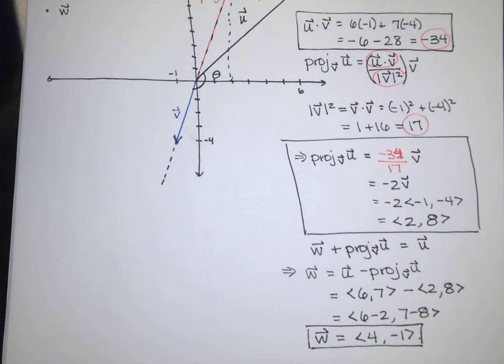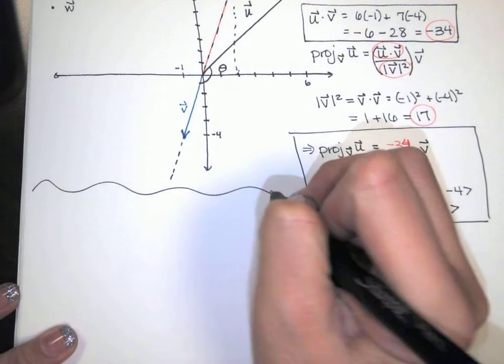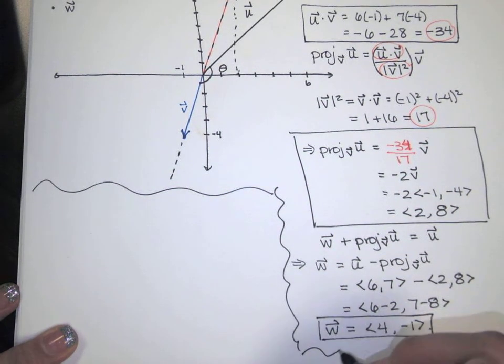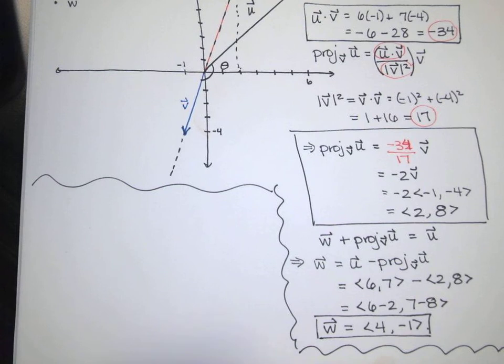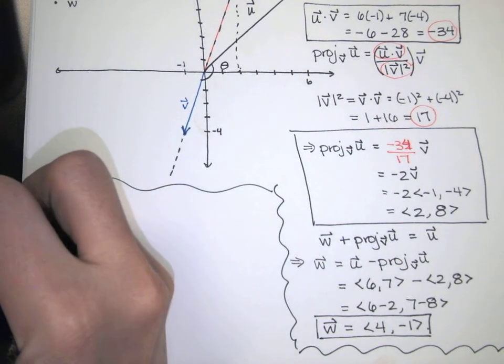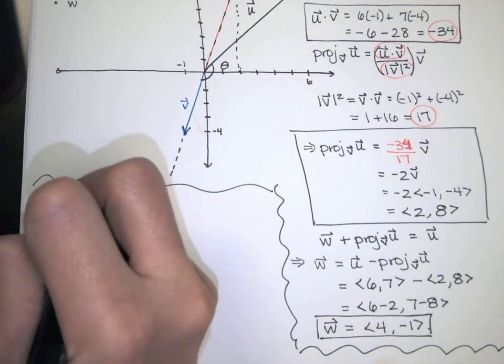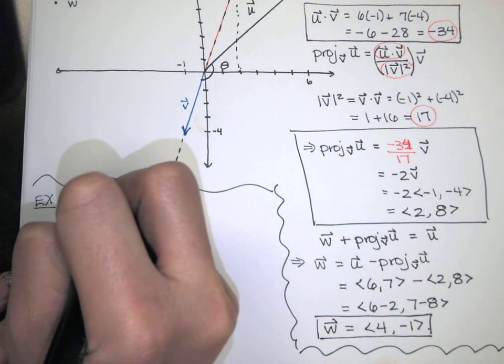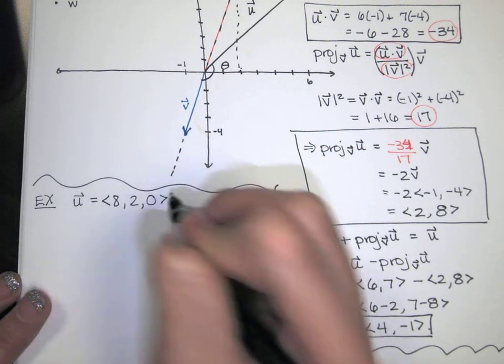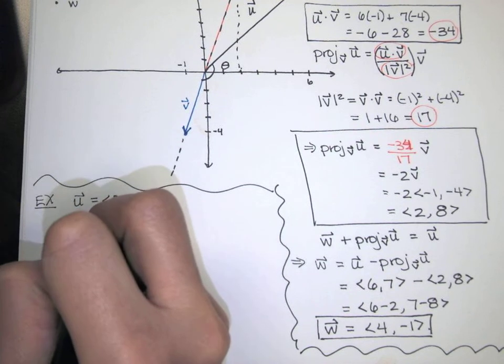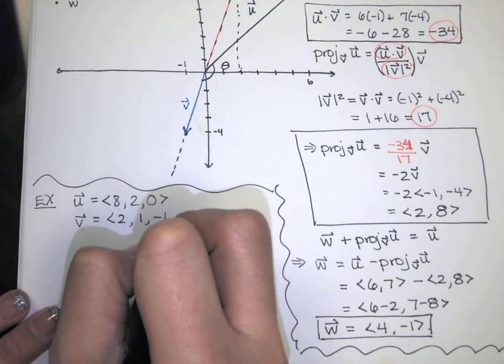Okay, so that's just a visualization. We did it in 2D with obtuse and acute angles. In 3D, the formulas still hold. It's just a little bit less easy to see. We can't draw the pictures as easily. But we can do all the calculations in much the same way, just using our formulas. So let's do a 3D example. I've got U equals the vector with components 8, 2, 0, and V equals the vector with components 2, 1, negative 1.